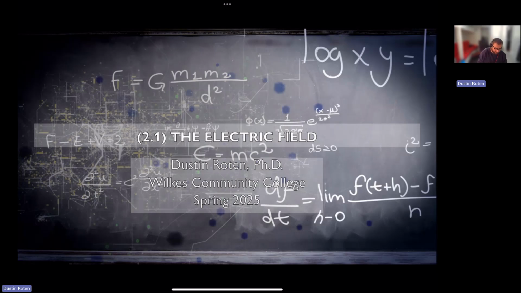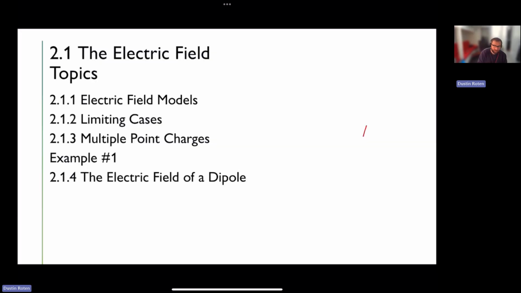So as far as topics covered in regards to the electric field, we have various electric field models. We're going to talk about limiting cases, which will actually be really useful. The idea being, if we set up an electric field, we can look at it in such a way that we can make it look like a point charge. And if we can make it do that, then we know we've set up the electric field correctly. We're going to talk about multiple point charges. We're going to do a quick example, and then talk about the electric field of a dipole.